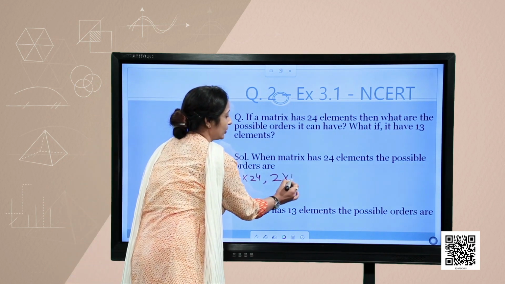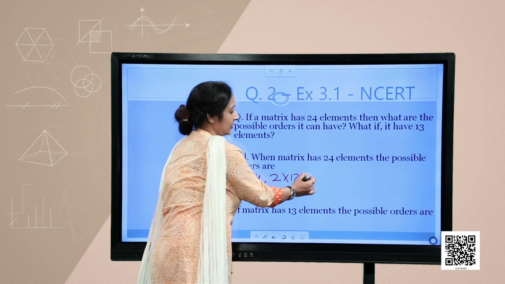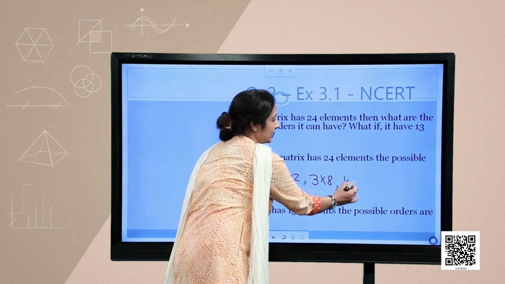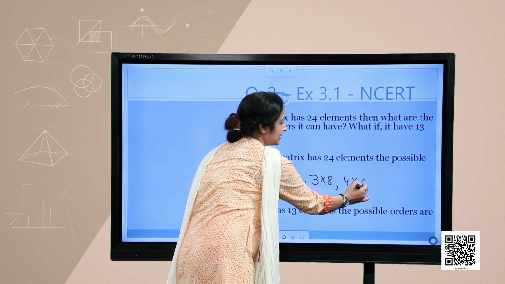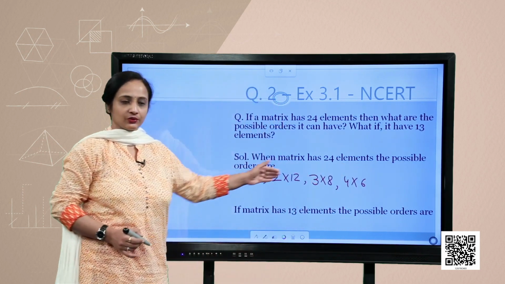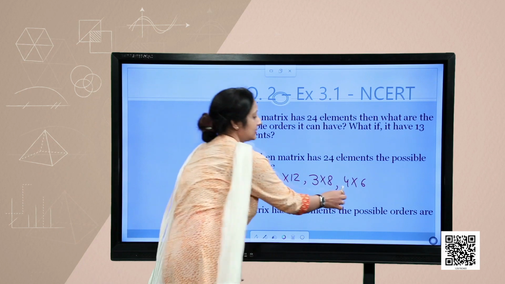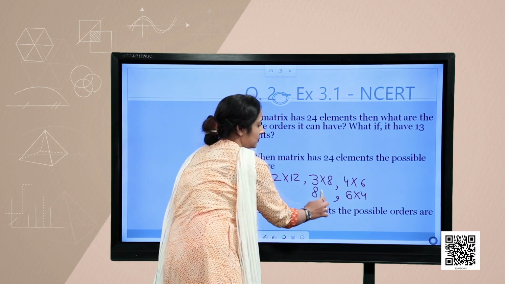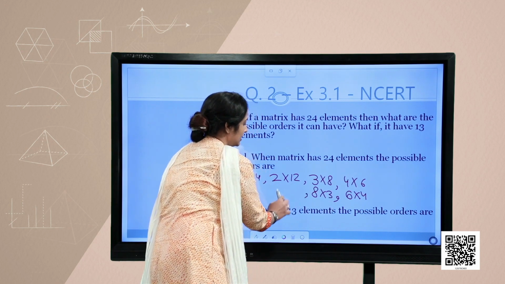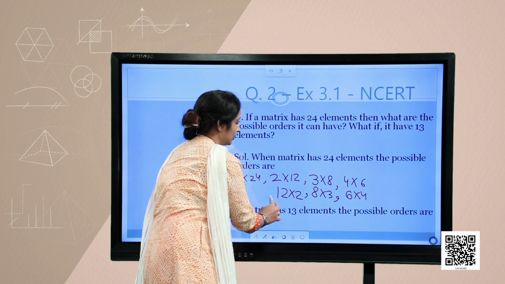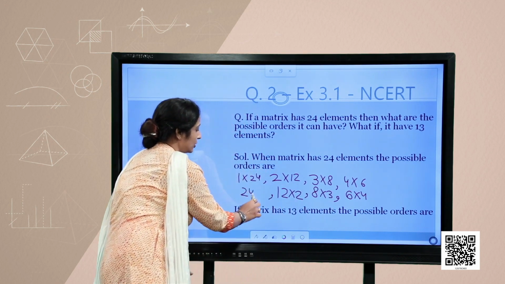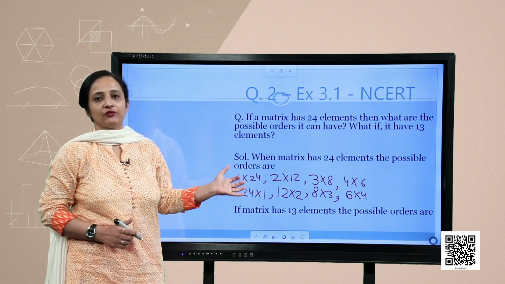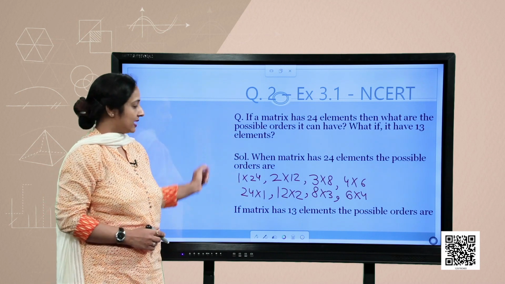2 by 12. Then we can have 3 by 8, then we can have 4 by 6. After that, you can reverse the order of the numbers like this: 8 by 3, 12 by 2, 24 by 1. So these will be 8 different orders possible for this matrix.